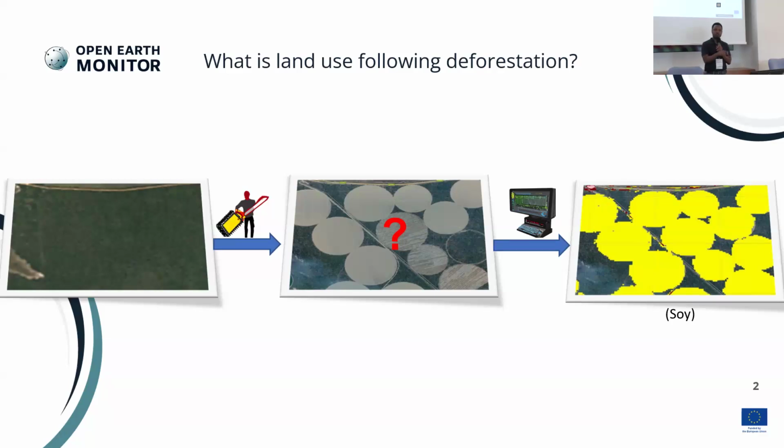So basically that's what it means. We try to understand, okay, there was a forest and there are some activities taking place, and then we try to identify what kind of activities are taking place after deforestation. So basically that's the basis for the entire presentation. In short, there is a forest, there are human activities, and we use computers to identify what kind of changes are happening.